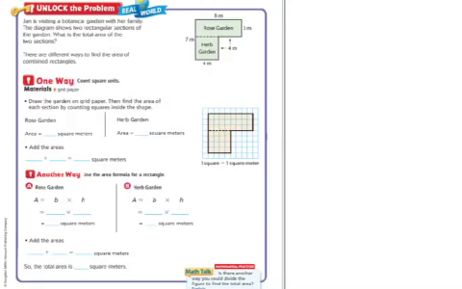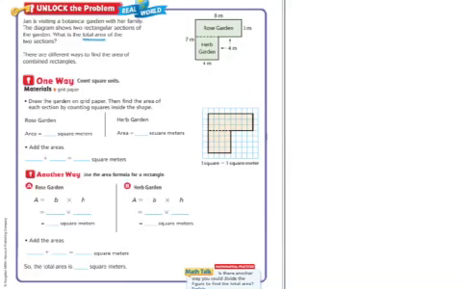Alrighty, so here's our Unlock the Problem. It says, Jan is visiting a botanical garden with her family. The diagram shows two rectangular sections of the garden. What is the total area of the two sections? There are different ways to find this. So, let's take a look.